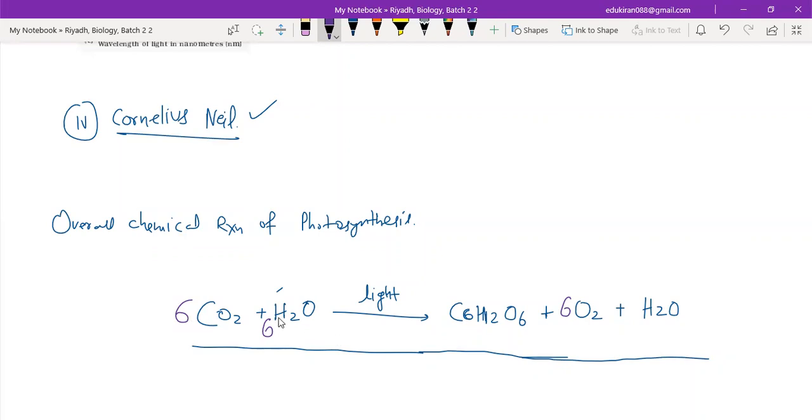No. See, hydrogen here is 12, but here it is 14. So hydrogen is not balanced. Hydrogen is 12 here and 14 here, so this is not a balanced reaction. Anyone else would like to try? Or Reba, would you yourself like to try again?